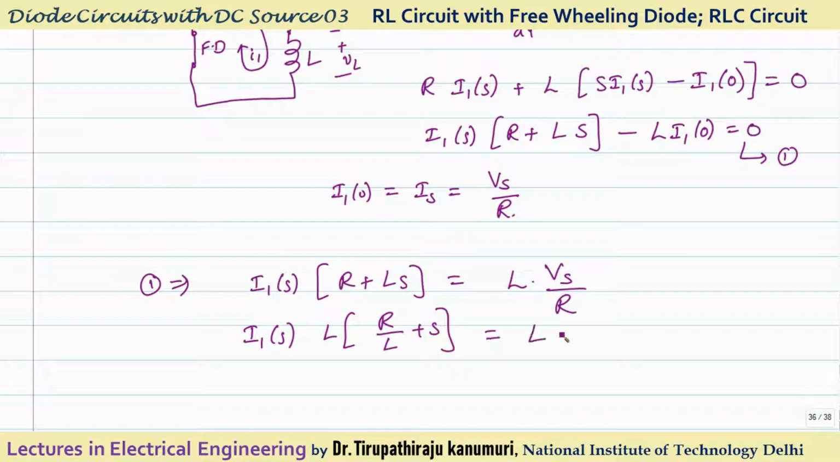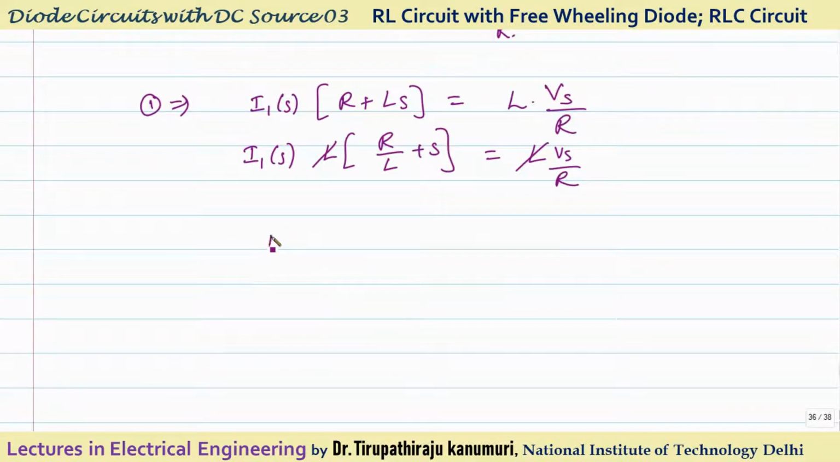This will be equal to L into Vs divided by R. So we can tell that L will cancel on both the sides. So from this I can calculate my value of I1 of S is equal to Vs by R into 1 by S plus R by L. You agree with me? So this much value came.